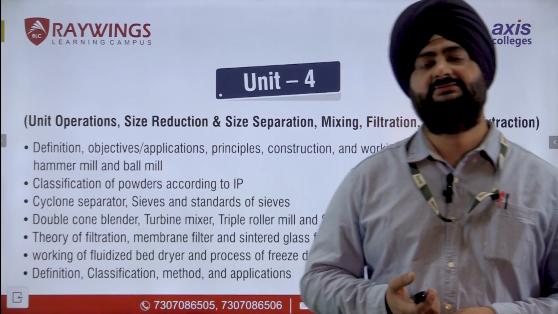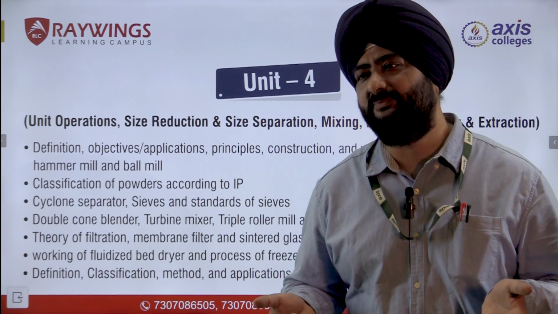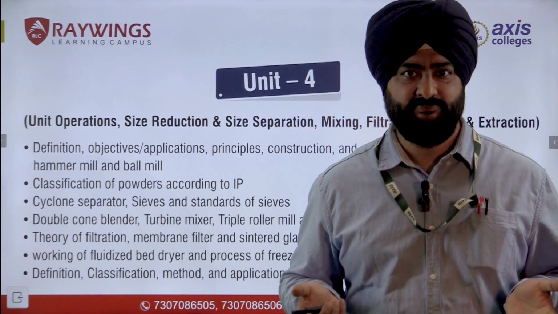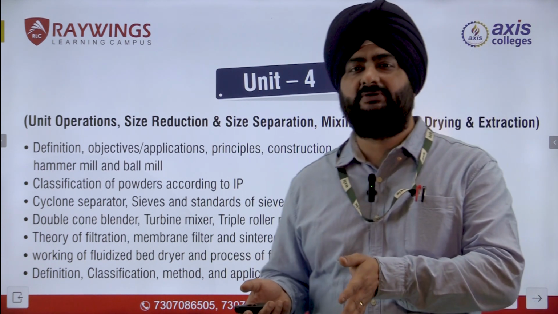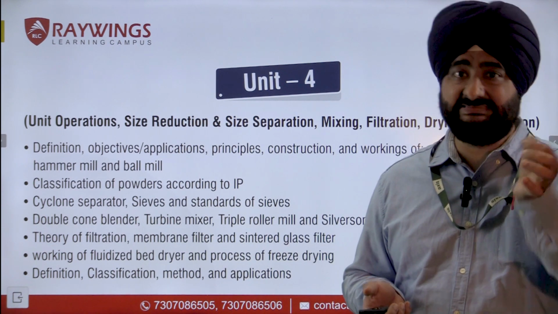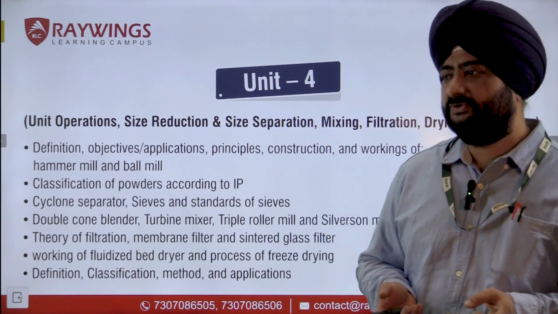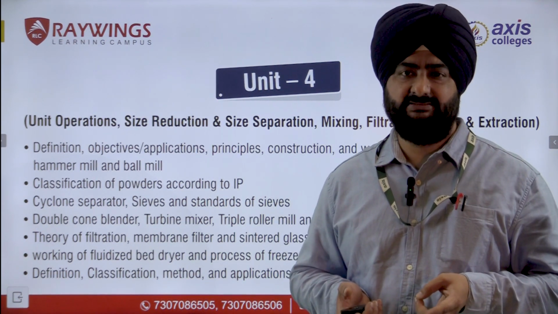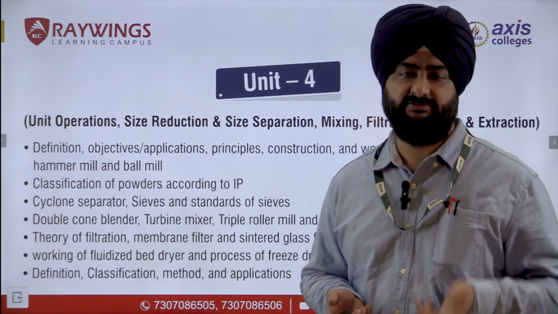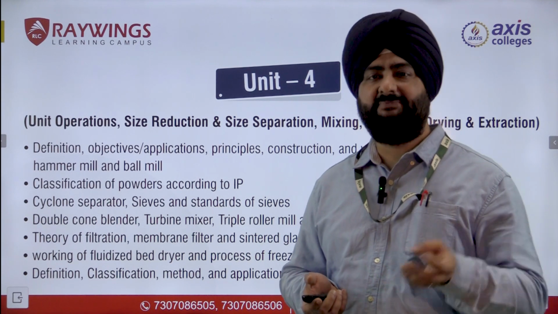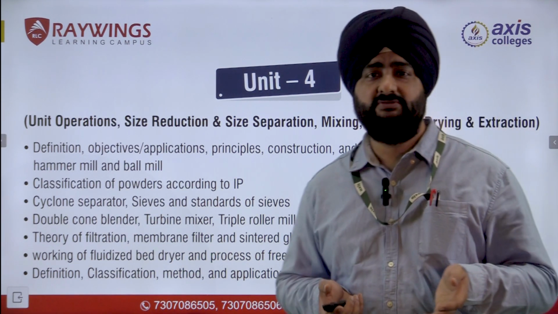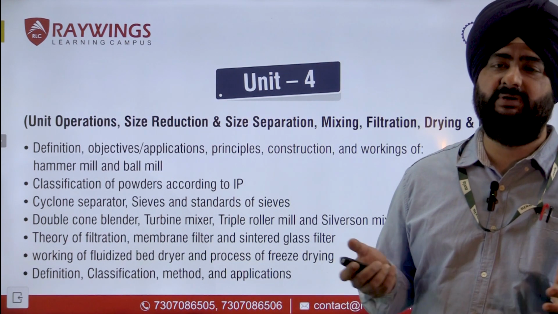It means that to formulate any dosage form, we are given a drug in bulk form. So to convert it into any dosage form, first we have to reduce its size, right? So there are two types of mills in your syllabus. First is hammer mill, second is ball mill, which we use to reduce the size of bulk material.